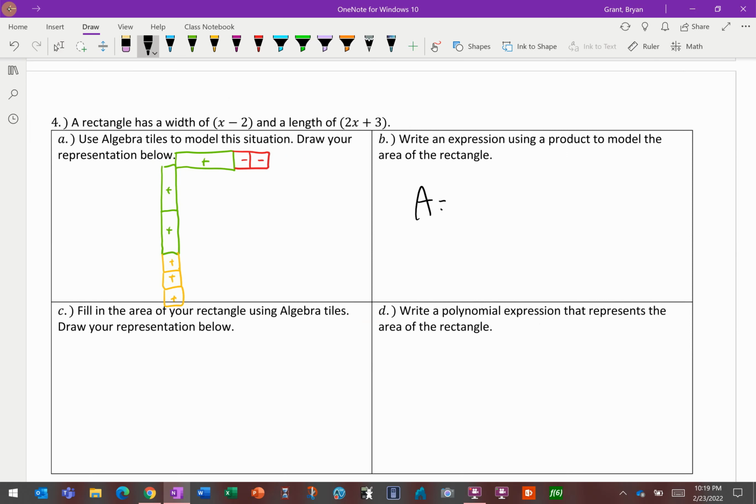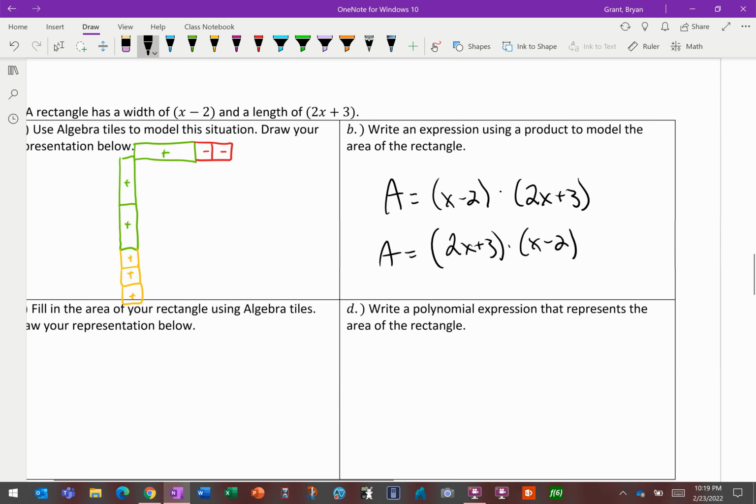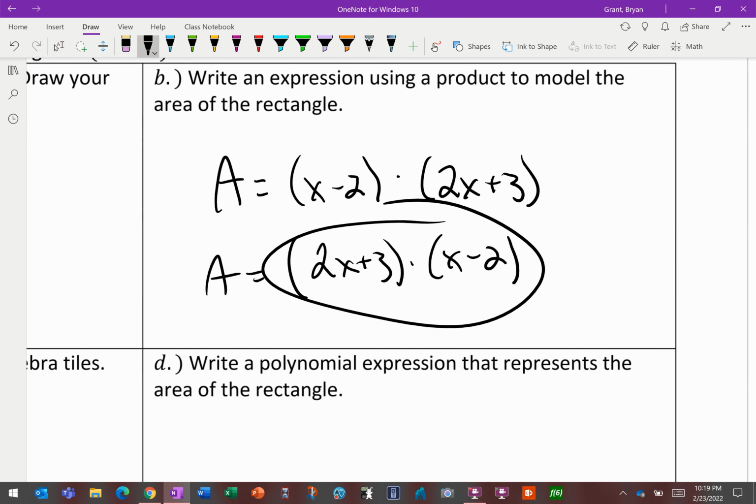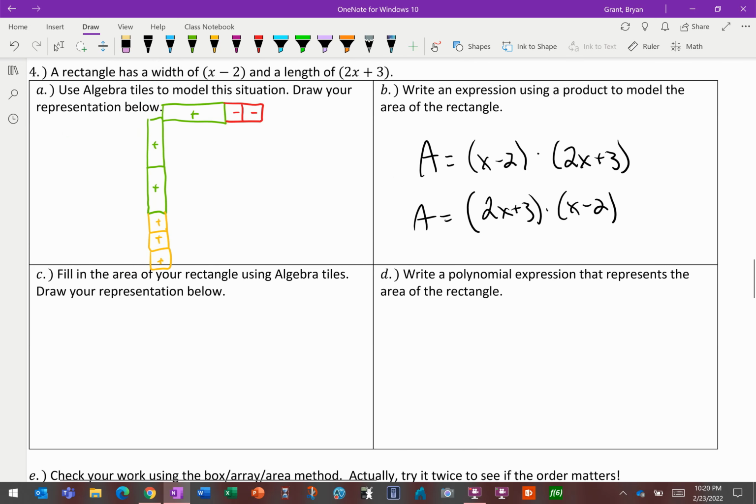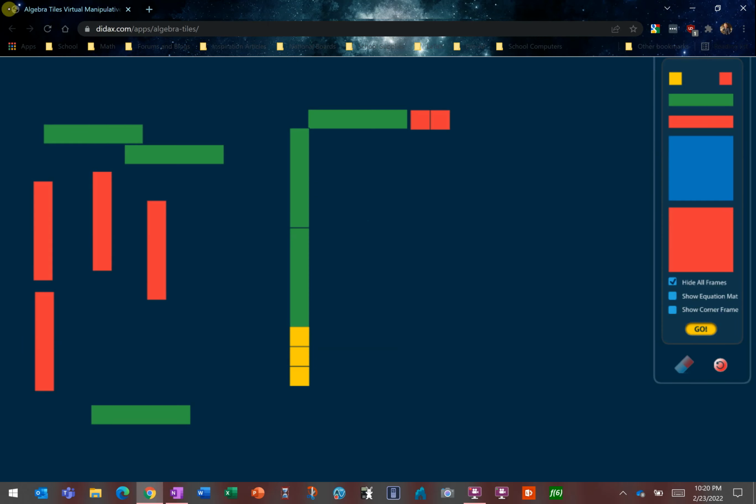Well, area is going to be x minus 2 times 2x plus 3. And notice again, you could have written that the other way too, 2x plus 3 times x minus 2. If you were given this problem and asked to multiply this out or asked to find the area, you might struggle a bit. This is something we actually haven't done before. But using the algebra tiles, it's not that bad. And I'm going to quickly show you on my side.